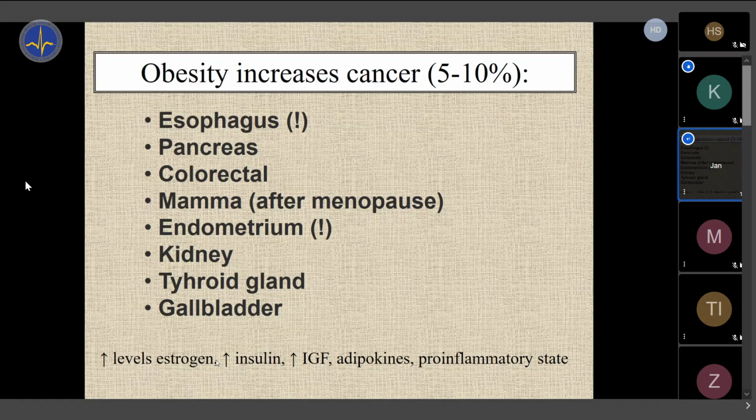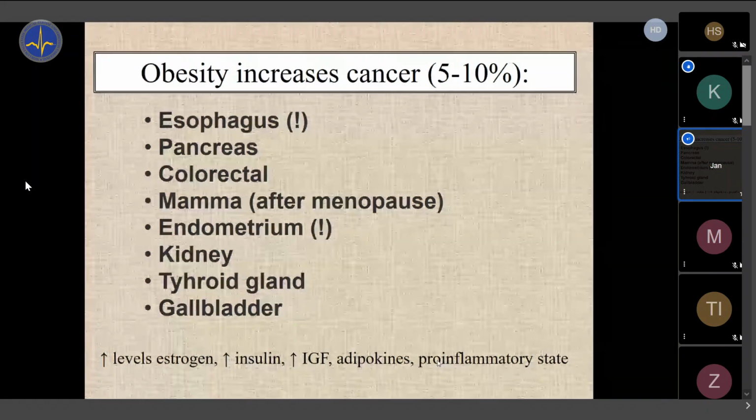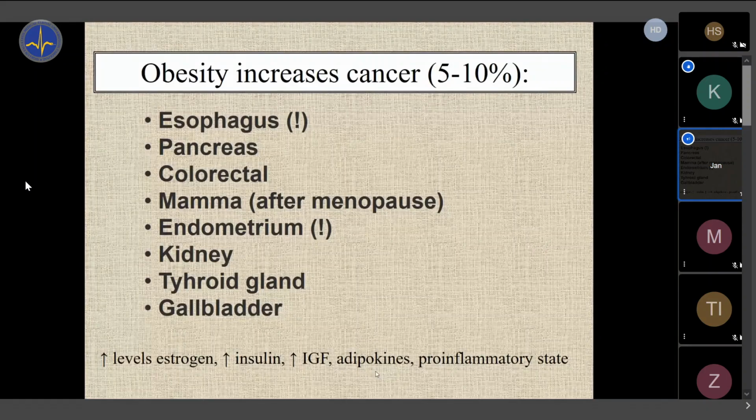Insulin promotes the growth, and then a whole bunch of other products of adipose tissue, adipokines, growth factors, etc. These are the mechanisms why cancer unrelated to adipose tissue is promoted, like in kidney or thyroid gland. So this is just to explain if someone asks how obesity can do it.